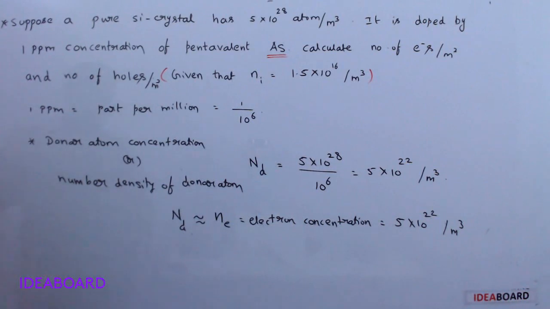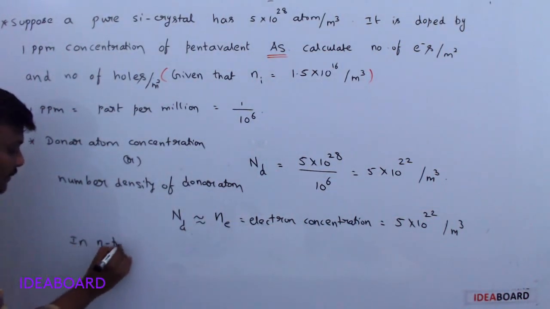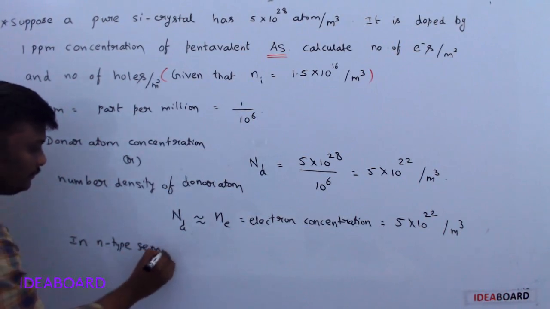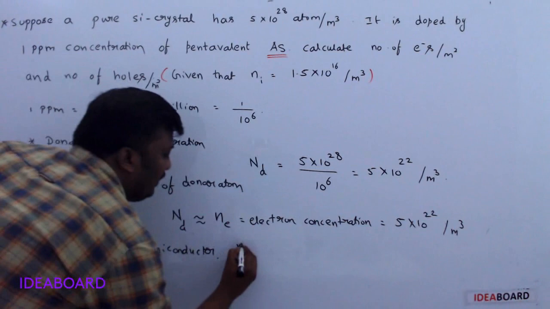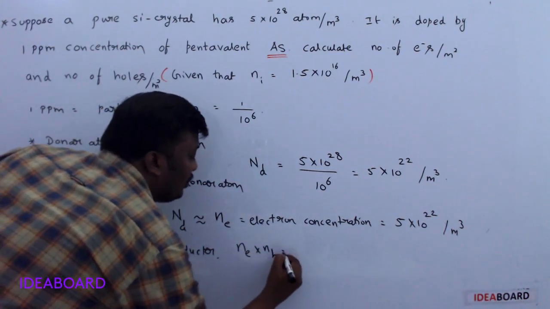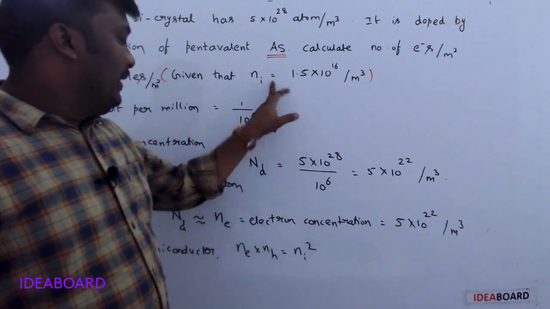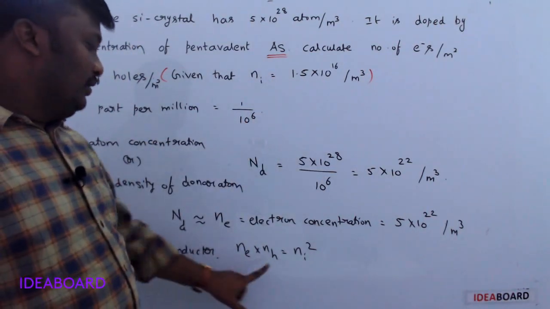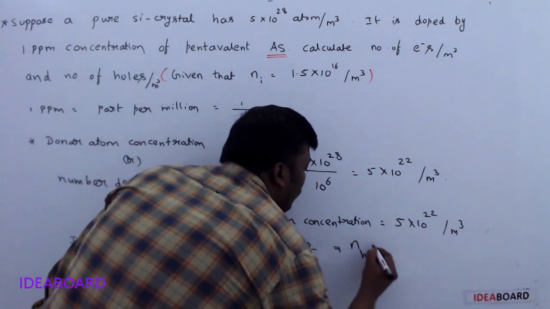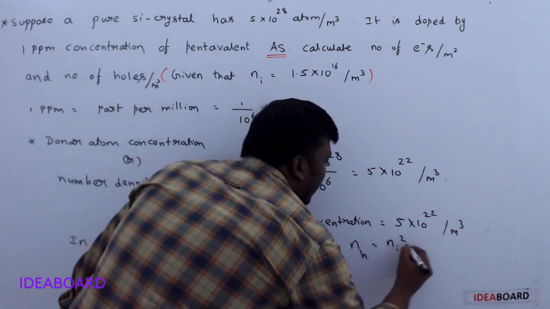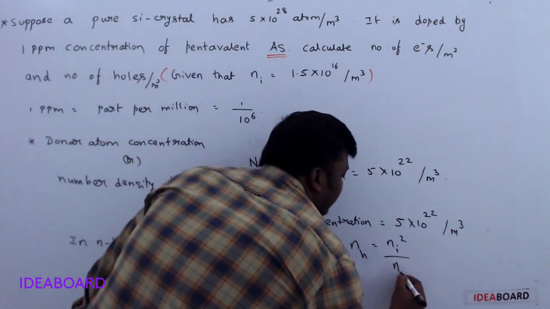If you want Nh, we know the relation. In an n-type semiconductor, Ne into Nh is equal to Ni square. Ni value is given. Now I got the Ne. So can you find the Nh value? Nh is equal to Ni square by Ne, taking Ne to this side.